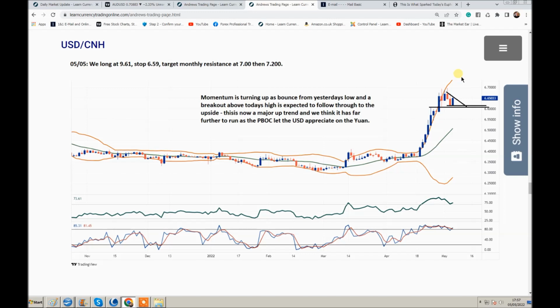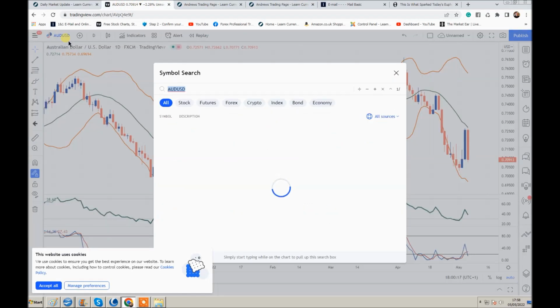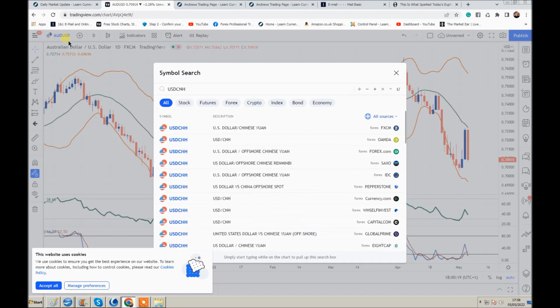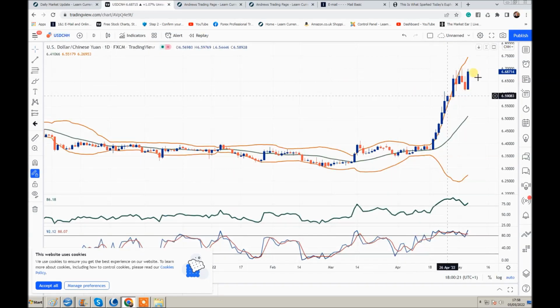Because basically, if the People's Bank of China lets the USD rise, which they're doing, that shows that China's economy is not in good shape. It's the world's biggest commodity consumer. A slowdown in China and a falling yuan is bearish for all commodity currencies. So have a look at what the yuan is doing tonight. USD CNH. Nice blue. Hopefully we get to a new high and keep going. Long way to go on the upside.